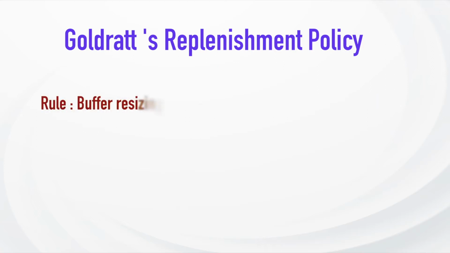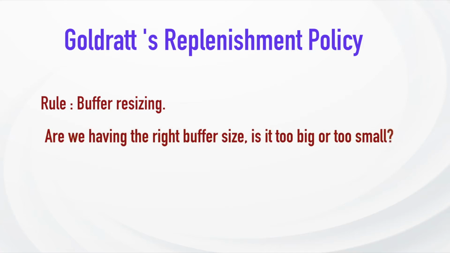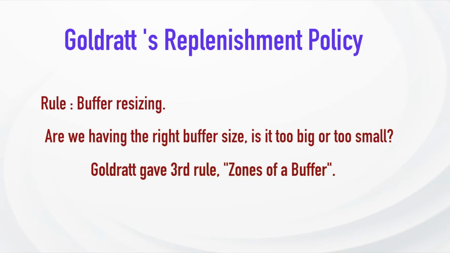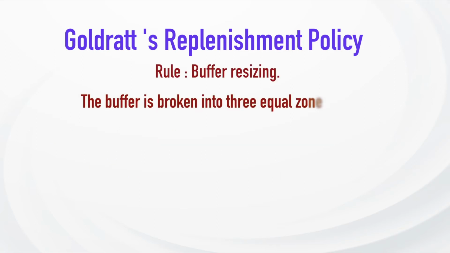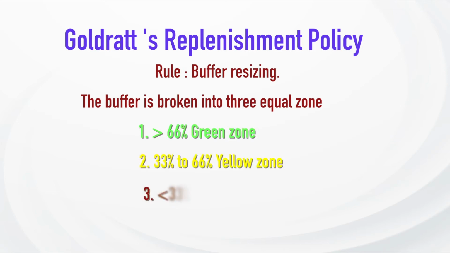Now we come to rule number 3, buffer resizing. A buffer is fine, but are we having the right buffer size? Is it too big? Is it too small? Here's where Goldratt gave his third rule of zones of a buffer. He divided the buffer into 3 zones: the green, the yellow and the red. Now, these 3 do not require complicated mathematics. Just take the buffer and divide it into 3 equal parts. Each part from the top to the bottom follows the order of green, yellow and red.